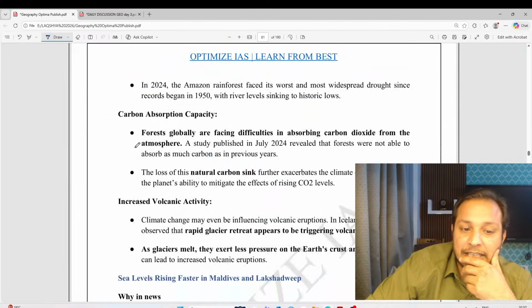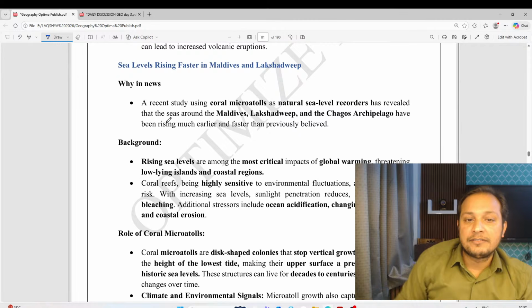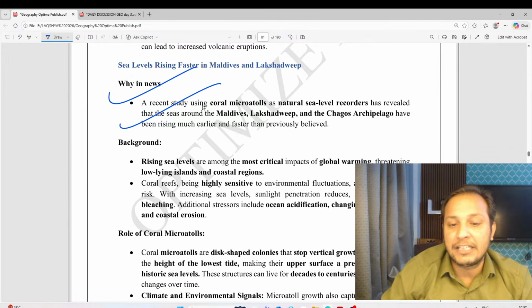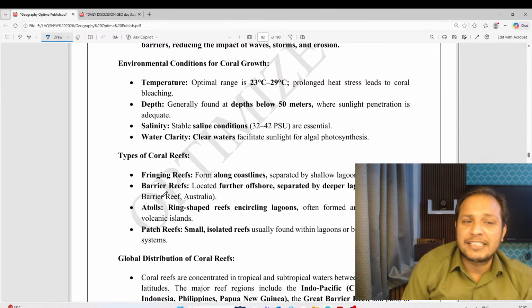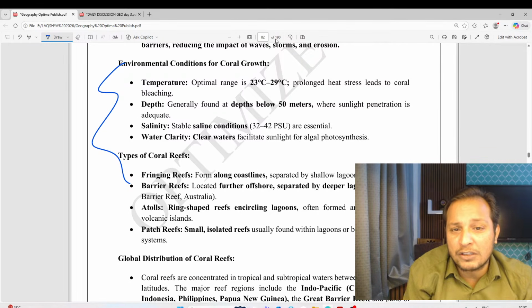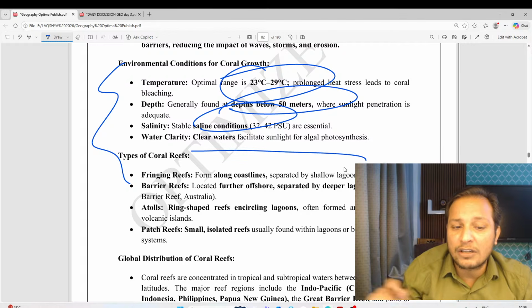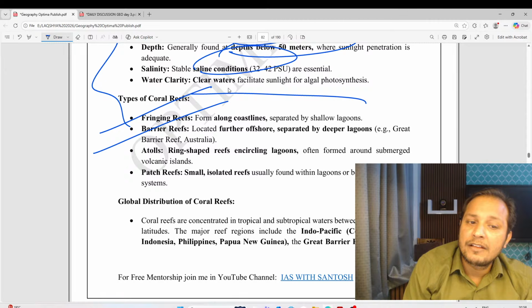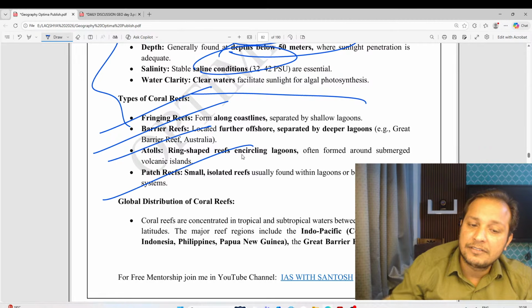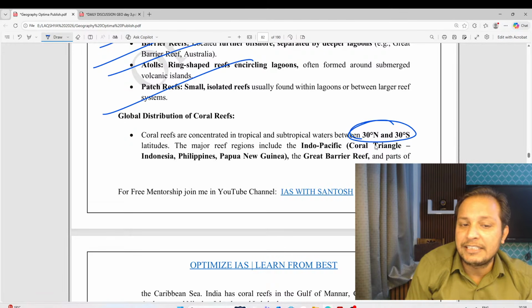So like this, guys, go through these notes. Coral reefs, you can see here, sea levels rising in Maldives and Lakshadweep. Coral bleaching. What are the conditions required for coral reefs? Generally found in tropical waters, 23 to 25 degrees Celsius, depth of 50 meters, saline conditions, clear water. Types of coral reefs: fringing reefs, barrier reefs, atolls, patch reefs. Global distribution, as I told you, is generally between 30° north to 30° south.